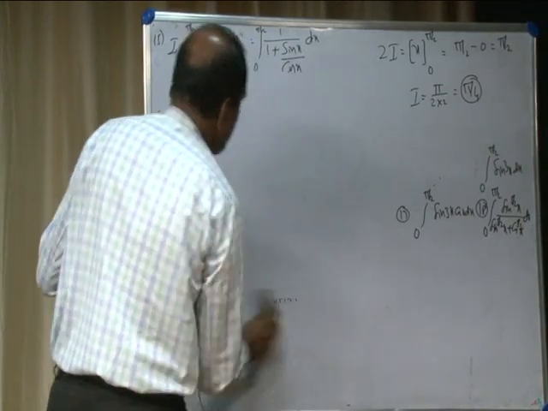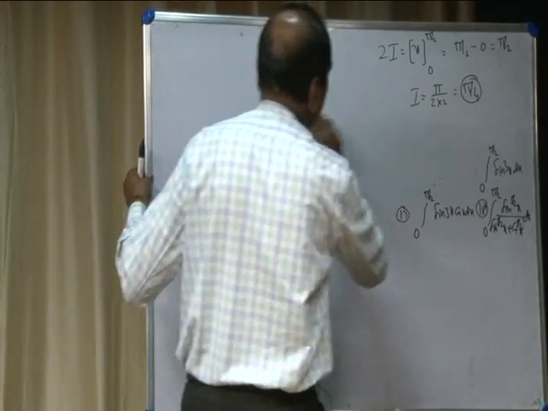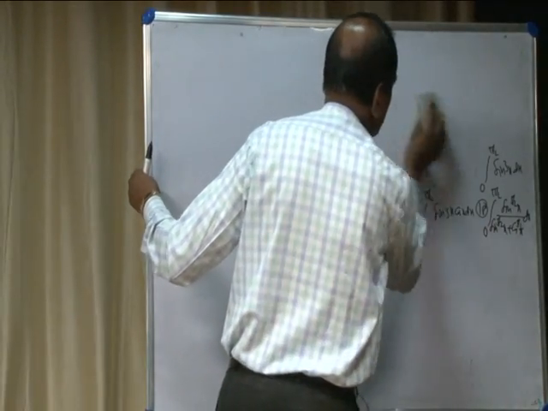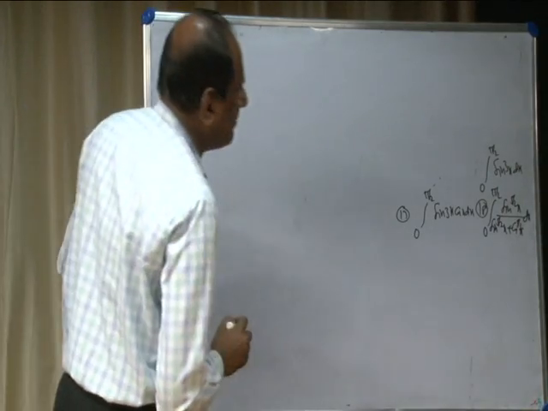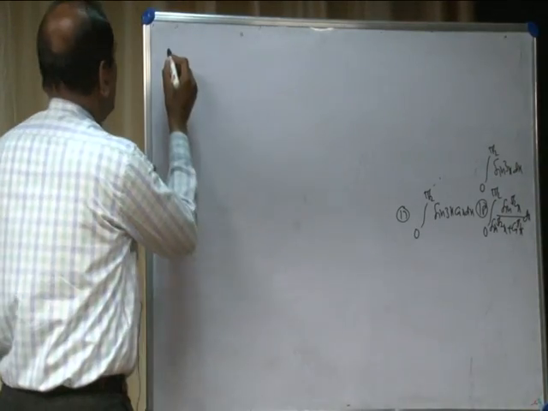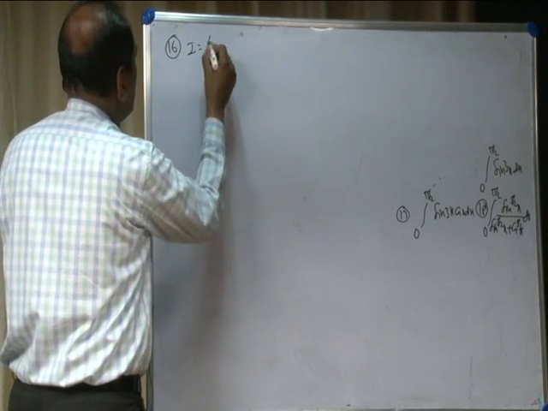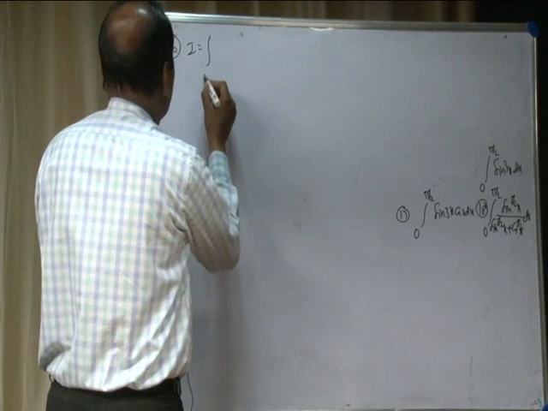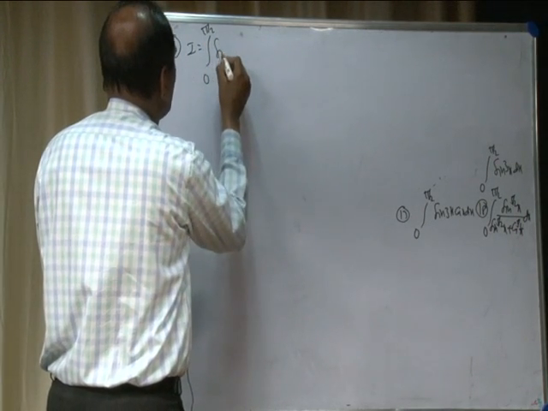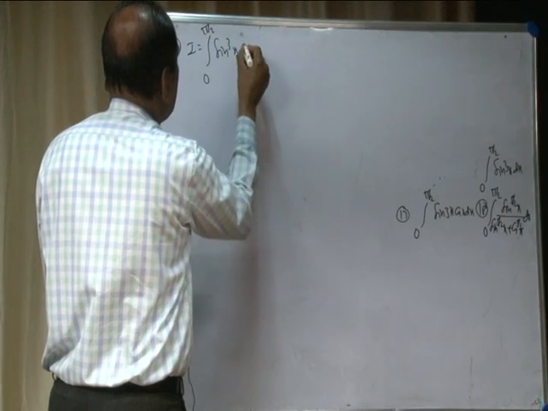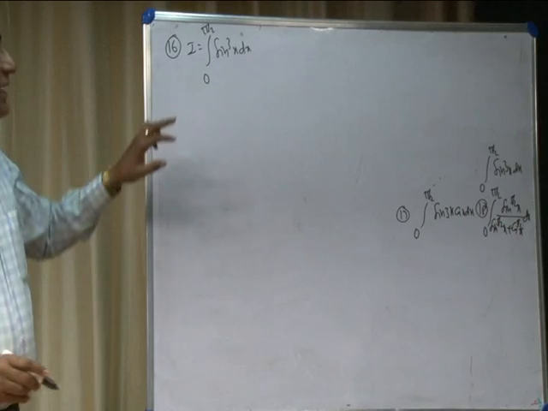I will explain this property once again by taking one more example of the type. Now, problem number 16. I is equal to the integral from 0 to pi by 2 of sin cube x dx. See here, same problem I considered in indefinite integration.